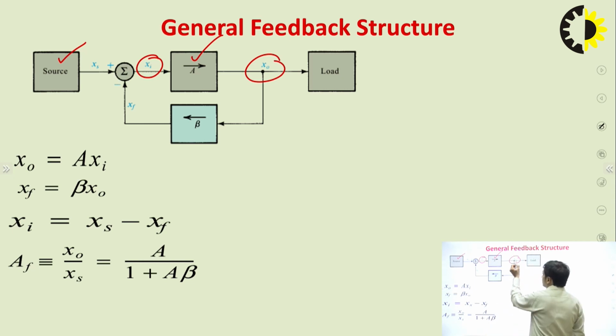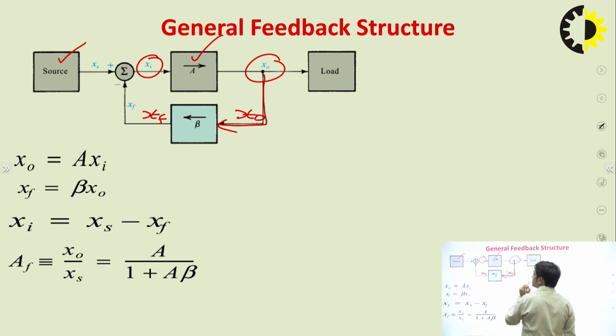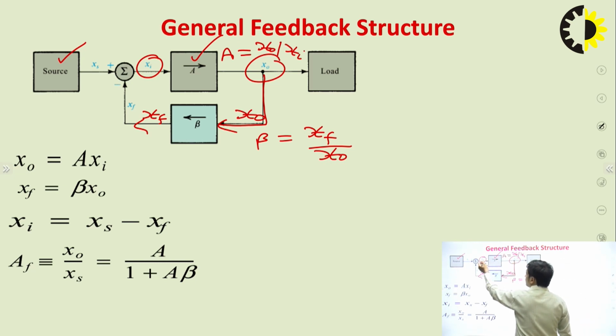Now you can see that this output X0 is going to the input of the feedback network, and the gain of the feedback network is beta. This beta is called the feedback factor, and the output of the feedback network is Xf. The input of the feedback network is the output of amplifier A, that is X0. So the feedback factor beta will be Xf upon X0, and the amplifier gain A will be X0 upon Xi, since the output of the amplifier is X0 and the input is Xi.